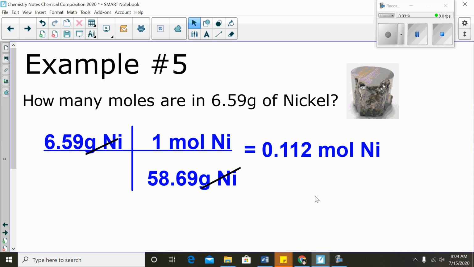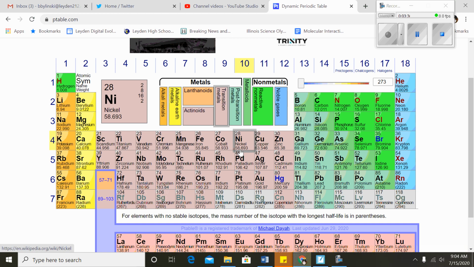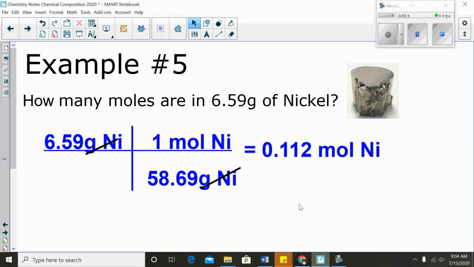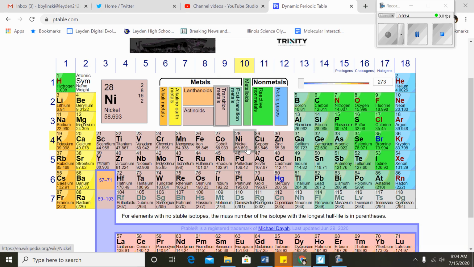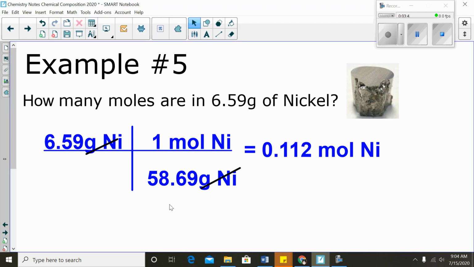All right, example 5. How many moles are in 6.59 grams of nickel? So you're starting with a small amount of nickel, which is actually less than the mass you see on the periodic table. So we should have less than a mole for our answer. But let's prove it. 6.59 grams of nickel is our starting point. Now if you look up nickel on the periodic table, it says 58.693. I will leave that as 58.69 grams of nickel. And it's comparable to 1 mole. So there's that same conversion factor. The grams are on the bottom so that they cancel, and you're left with mole.